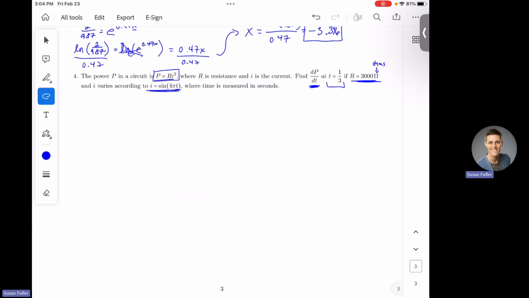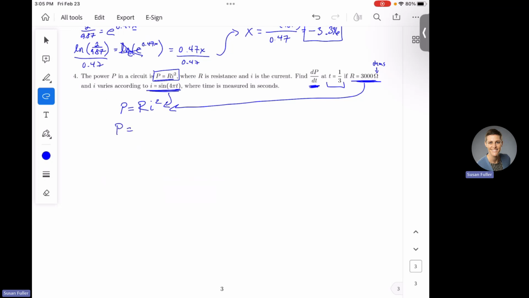Okay, so my resistance is 3,000 ohms. So I can put that into my function here, right? We're given that R is 3,000 ohms, and we're also given that I is the sine of 4 pi t. So I'm going to plug both of these into my function.